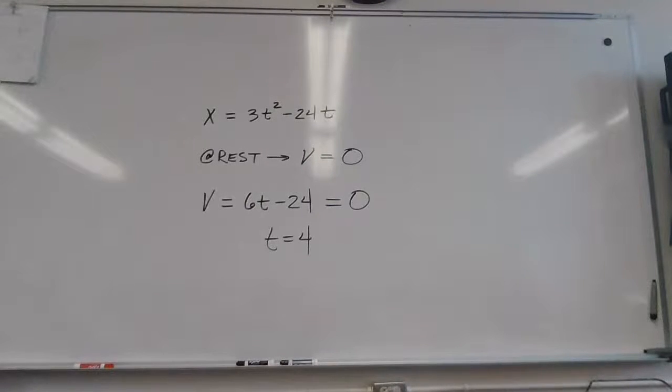Number 5. Here's a position function. Particles constrained to move along the x-axis. Its position is given by this function. At what time will the particle's velocity be 3? So again, this is probably the main point of confusion for most students. They go, I get that I've got to take the derivative, but am I plugging in 3 for t? No, you're setting the velocity function equal to 3.